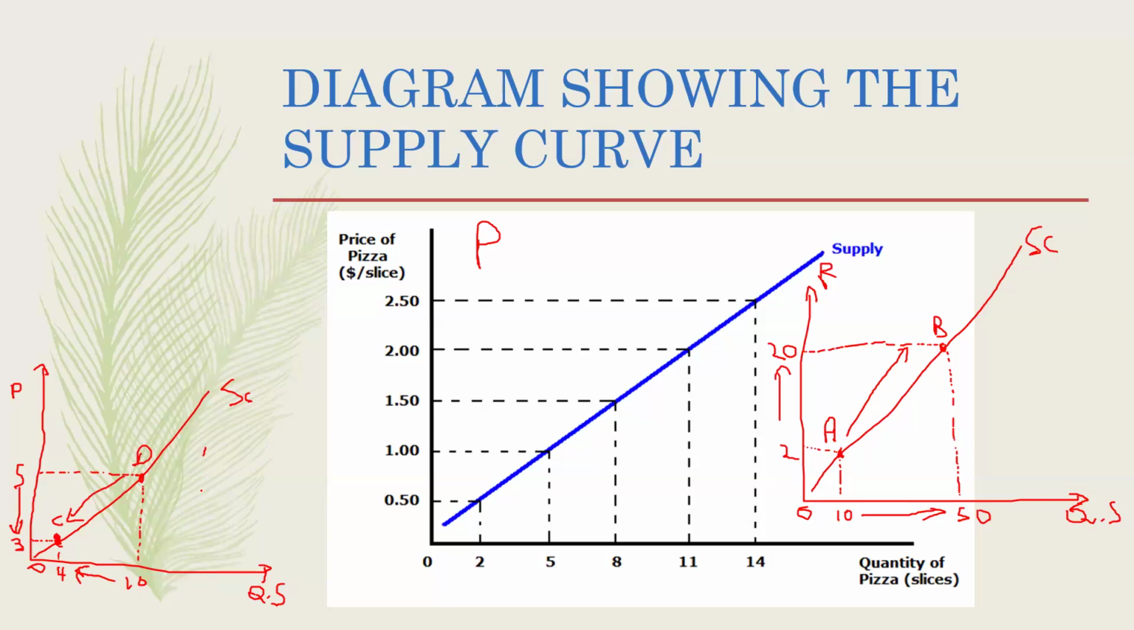Downward movement along the supply curve. But when there's an increase in supply, there's going to be an upward movement along my supply curve. All right? So that is the price factors affecting supply.